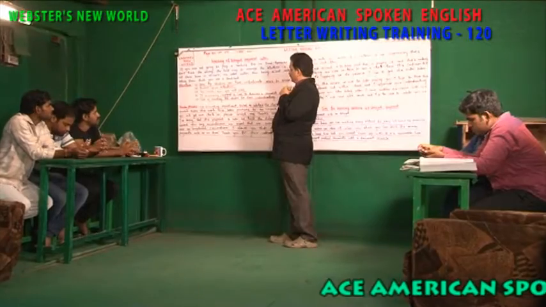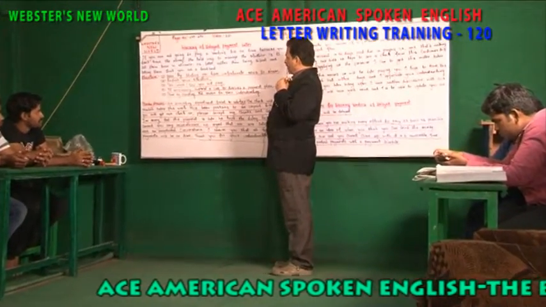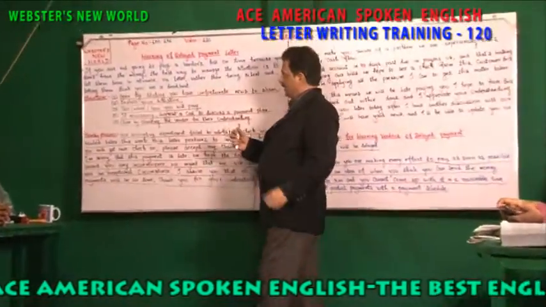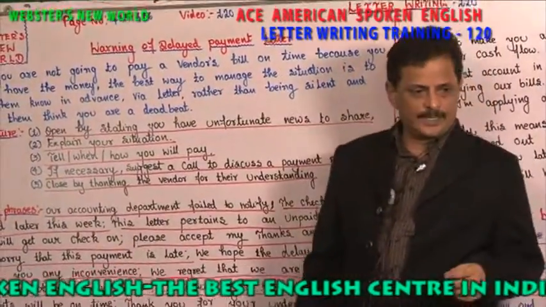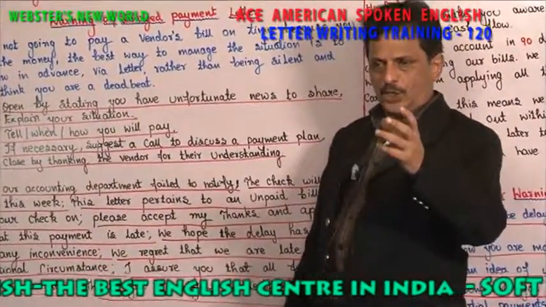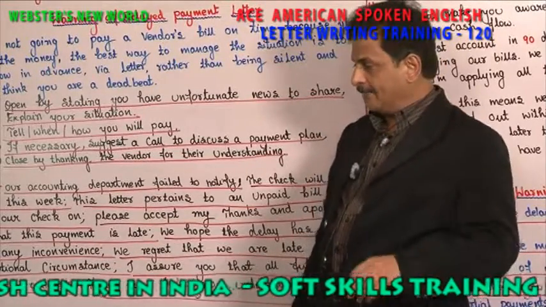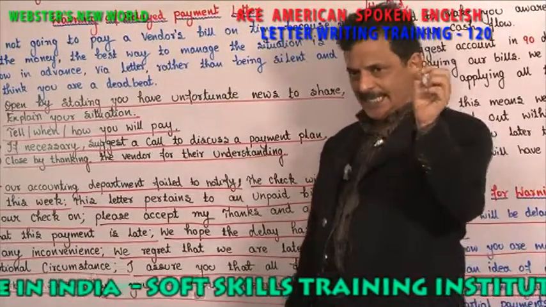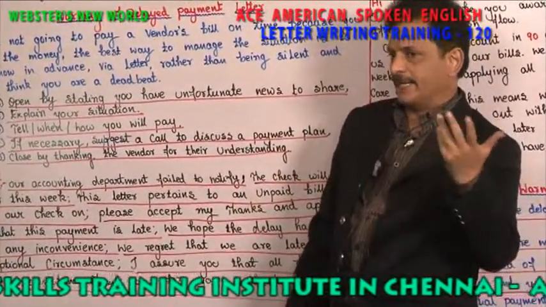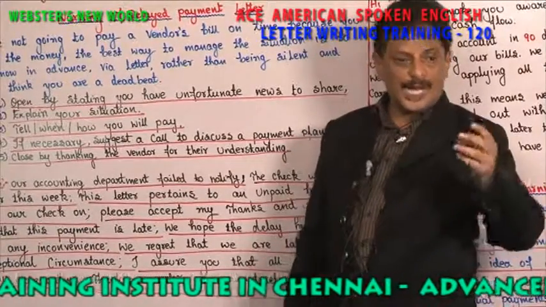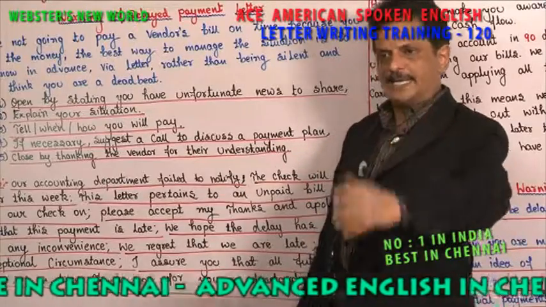Take your letter writing book. We have come here to the Webster's New World Letter Writing, letter writing 120. It is warning of a delayed payment letter. See, your vendor or your supplier supplies goods. You are not able to pay the money. So you write a letter stating that you are unable to pay the money because of various reasons. So you ask them for some time, so that you will pay it later.